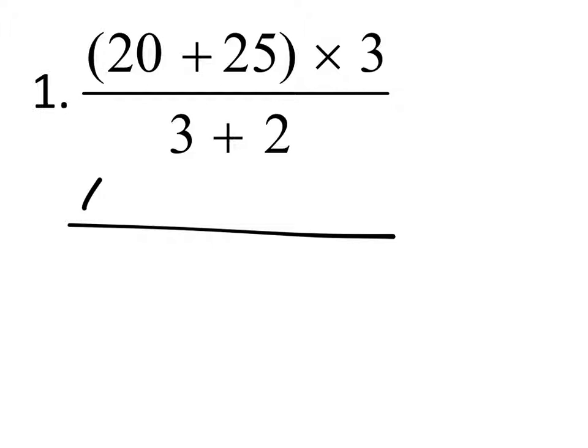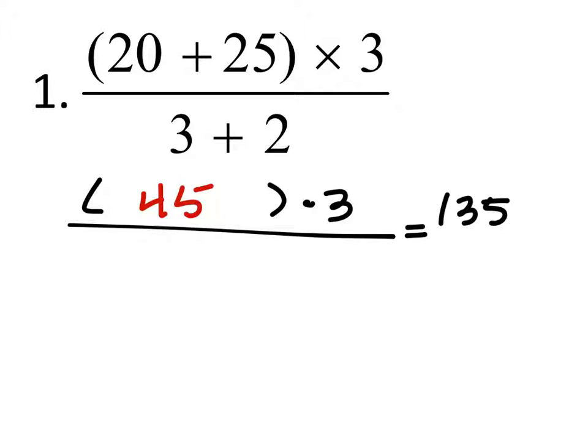20 plus the 25, that's 45 right there. So parentheses first, then we got this multiplied by 3, which would give us 135. And then the denominator, 3 plus 2, that'll just be 5. So we got 135 divided by 5. That's something we could punch into a calculator, and we should get 27.